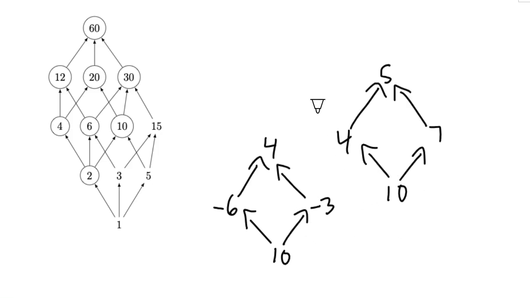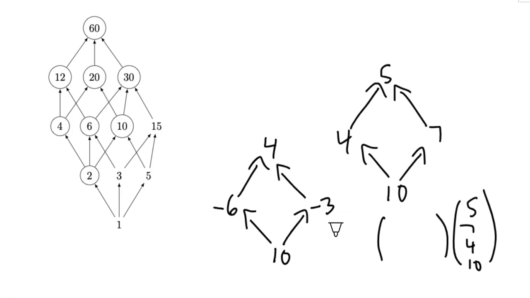We can think of it in terms of columns. So if we input the column 5, 7, 4, 10, it's going to output a column over here. It's going to give us 4, -3, -6, 10, where I've ordered these the same way according to the shape. So it goes from sums to nodes or summands, just things that add up to make these entries over here.